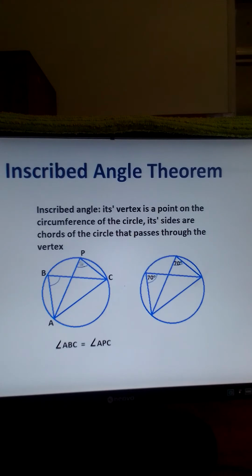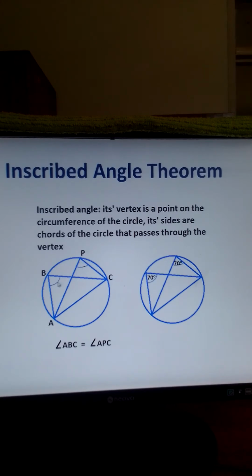Similarly for this angle ABC, this angle P is a vertex on the circumference of the circle, and the chords AP and BC are chords of this circle which passes through this point P. So the theorem is that the two angles are equal. Angle ABC is equal to angle APC. That is, inscribed angles.